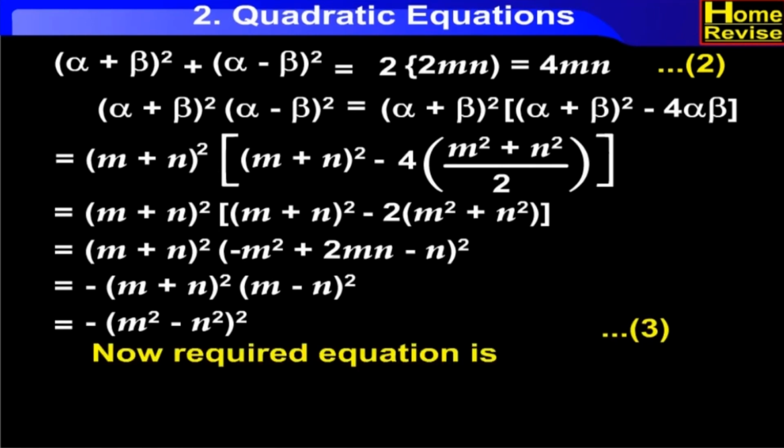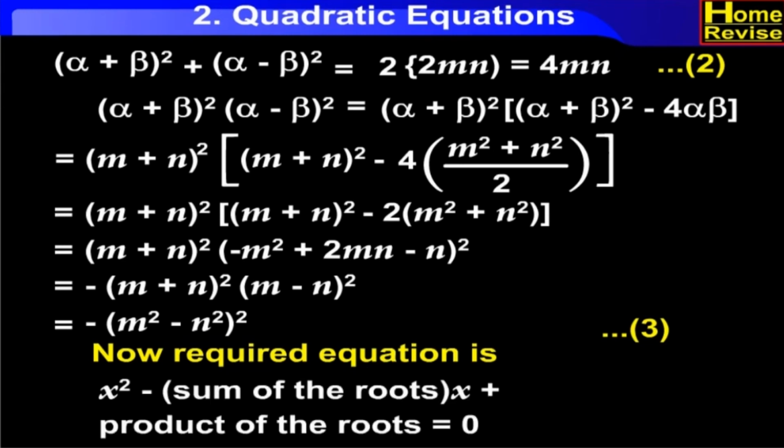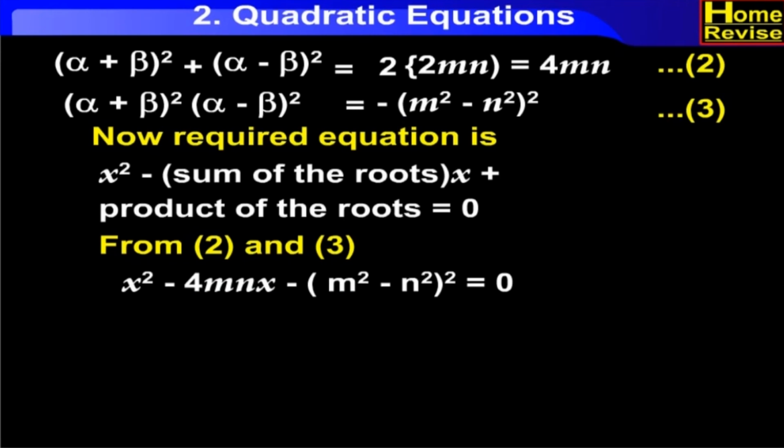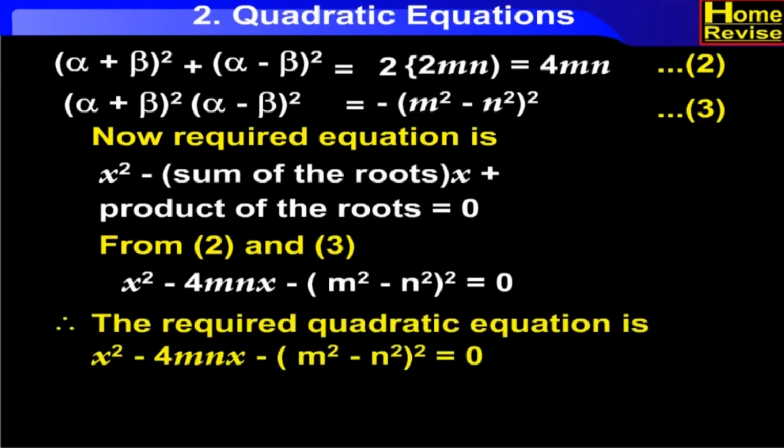Now, the required equation is x square minus sum of the roots into x plus product of the roots is equal to 0. So, from 2 and 3 we can say x square minus 4mnx minus (m square minus n square) whole square is equal to 0. Therefore, the required quadratic equation is x square minus 4mnx minus (m square minus n square) whole square is equal to 0.